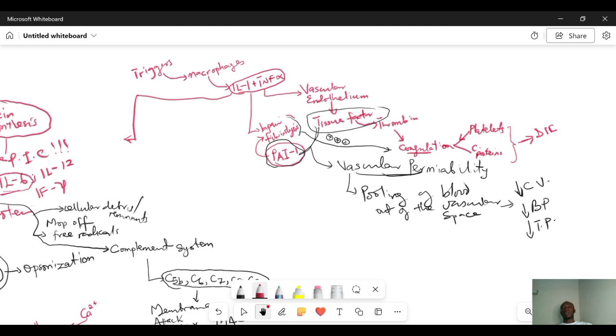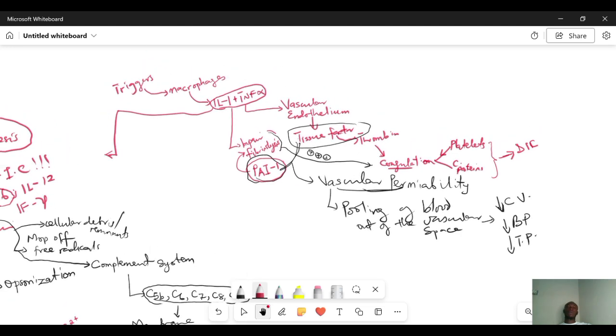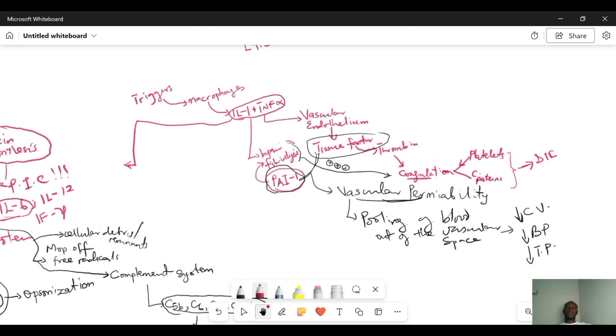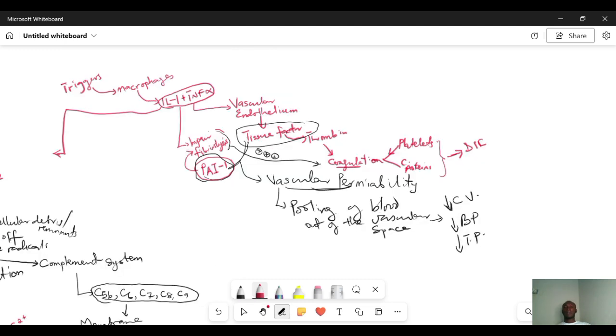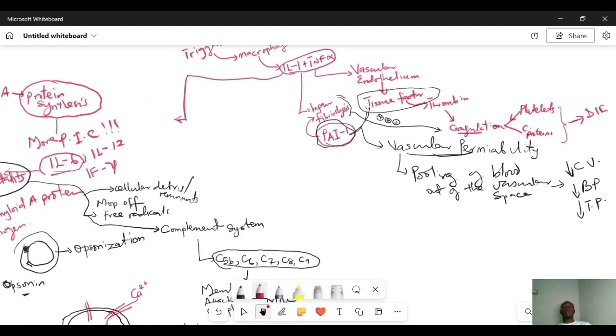This life-threatening organ dysfunction comes about through different mechanisms. One is through vasodilatation and increased vascular permeability. All right, this will bring down the blood pressure, bring down the circulatory volume, and this will reduce tissue perfusion. And so, enough blood is not getting to the organs, which will of course lead to organ dysfunction.